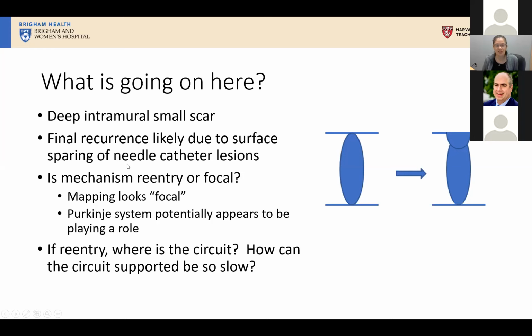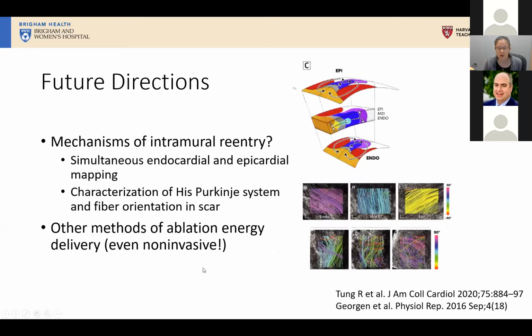But I don't know, is the mechanism of this tachycardia reentrant or focal? The mapping looks focal. The Purkinje system potentially appears to be playing a role because of that funny automaticity we got with termination of the tachycardia. But if it's reentry, where is the circuit? And how can the circuit be supported so slowly? It's very strange. So I just wanted to leave you guys with some ideas, the future directions of looking at intramural VTs.